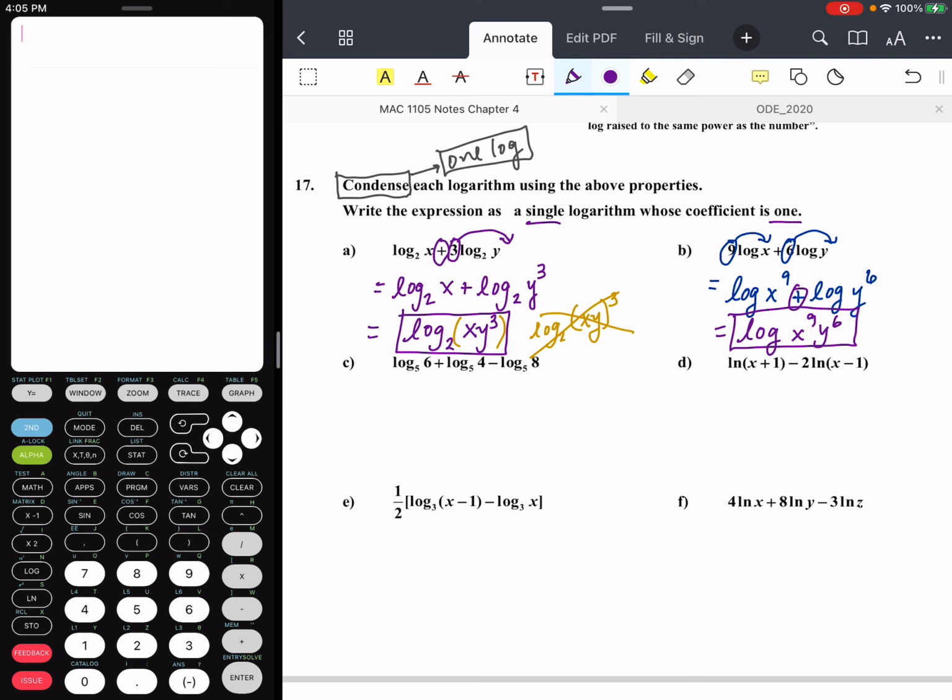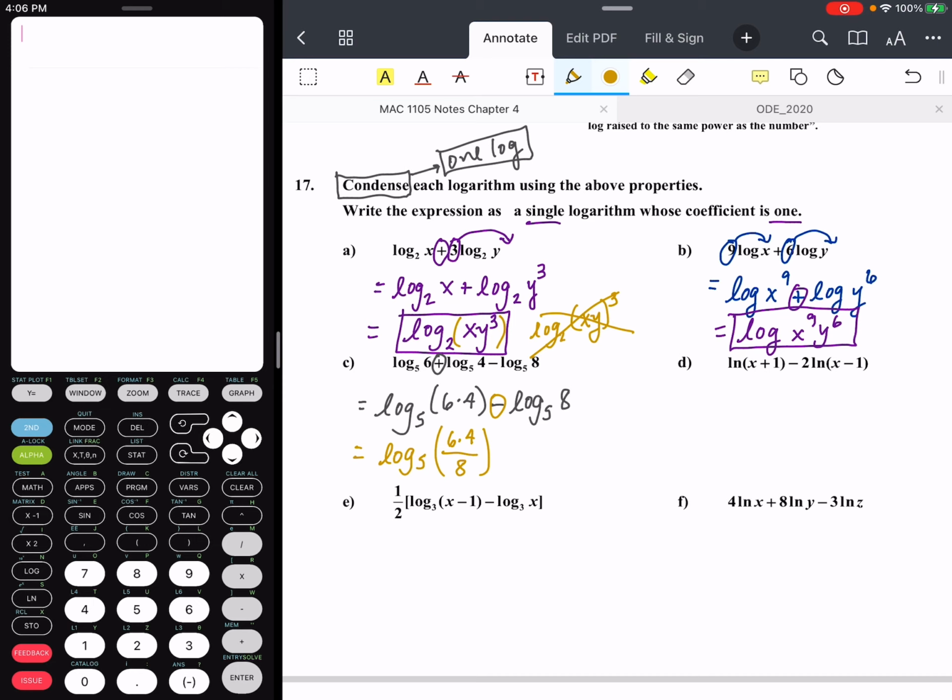All right, in part C, log base 5 of 6 plus log base 5 of 4 minus log base 5 of 8. So here I can apply the product rule. So I can condense this to log base 5 of 6 times 4. And then we have our minus log base 5 of 8. And then in my next step, now I have that minus sign, I can go ahead and apply my quotient rule. So log base 5 of 6 times 4 divided by 8.